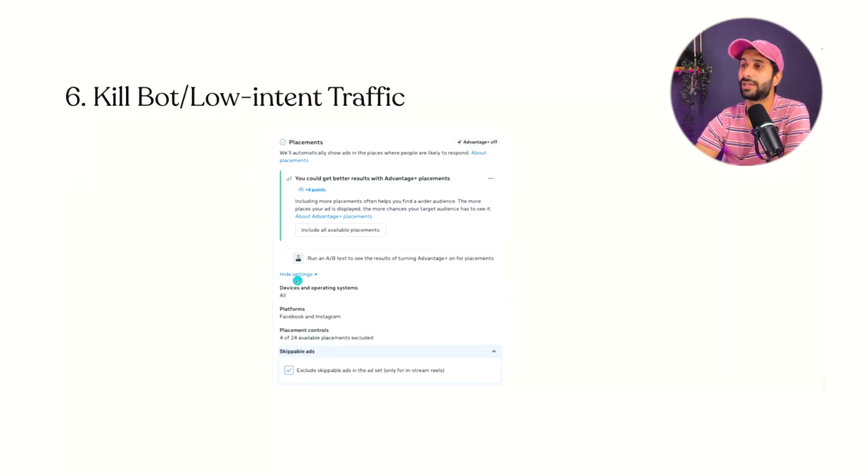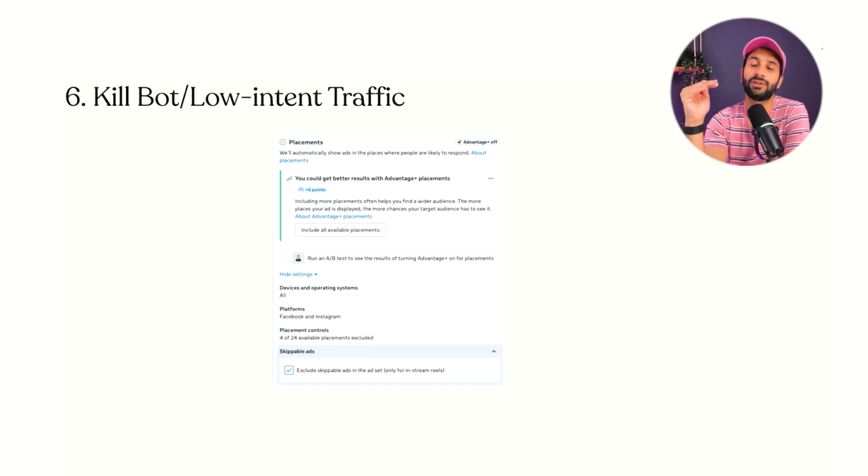And the bot traffic was coming from placements that we didn't want. For example, they have this Audience Network. Audience Network was sending all the bot traffic. So what we did is we removed Audience Network and other platforms like Threads and everything. Here you can see we only added Facebook and Instagram, and so 4 placements were excluded. You have to exclude the traffic to get quality data back to you.